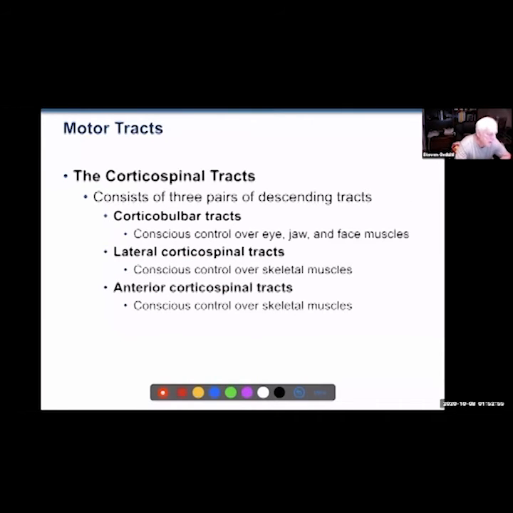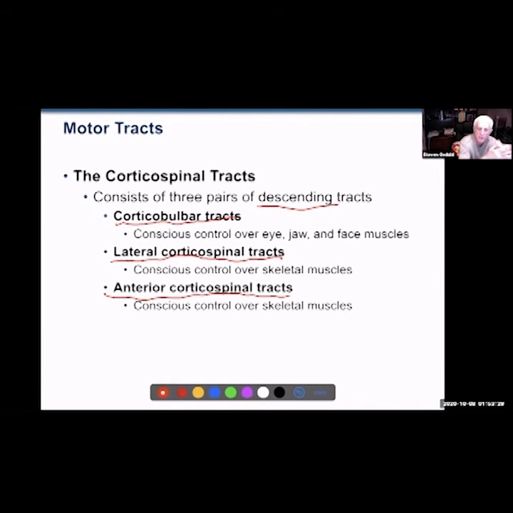Okay. The corticospinal tracts are three pairs of descending tracts. Remember, they're descending. They're motor output. So this goes from your cortex to your spinal cord. You have the corticobulbar tract, the lateral corticospinal tracts, and the anterior corticospinal tracts. The corticobulbar tract controls your eyes, your jaw, and your facial muscles.